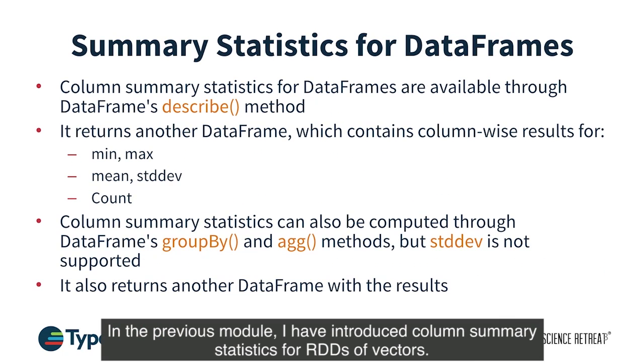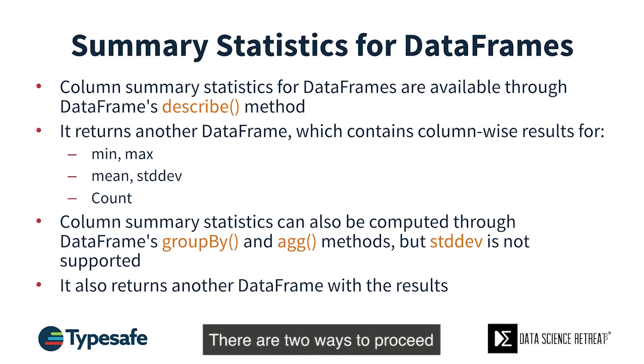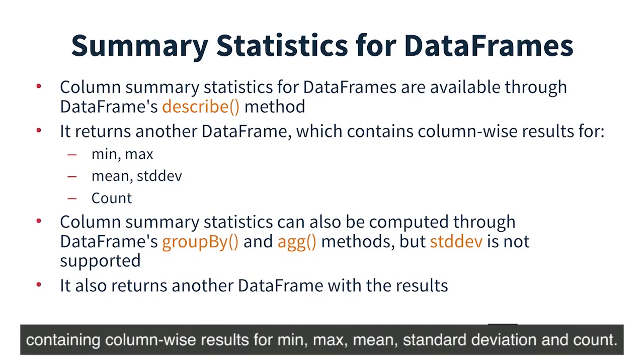In the previous module, I introduced column summary statistics for RDDs of vectors. Now I introduce column summary statistics for data frames. There are two ways to proceed. The first and most straightforward one is the describe method, which returns another data frame with 5 rows containing column-wise results for min, max, mean, standard deviation, and count.